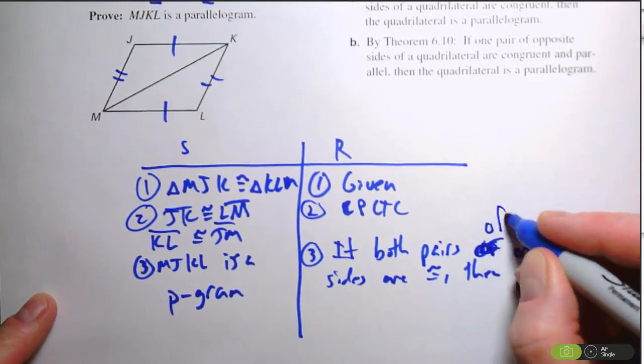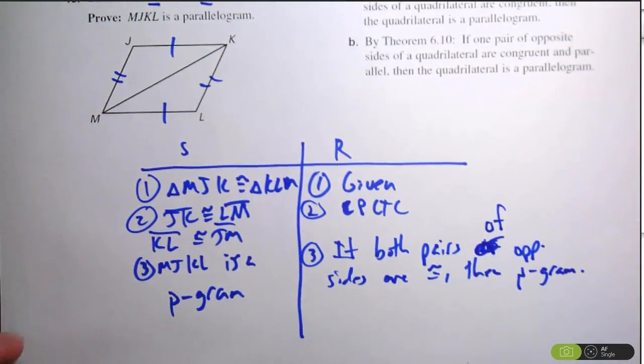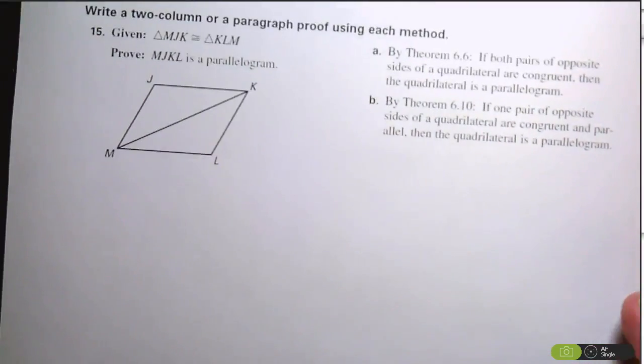Now make that cleaner. It's both pairs of opposite sides are congruent. Then it's a parallelogram. Okay, the next theorem then, or the next one. Pause me if you need to or go backwards.